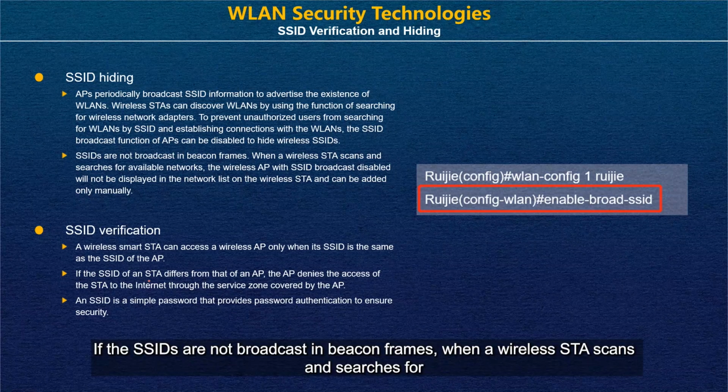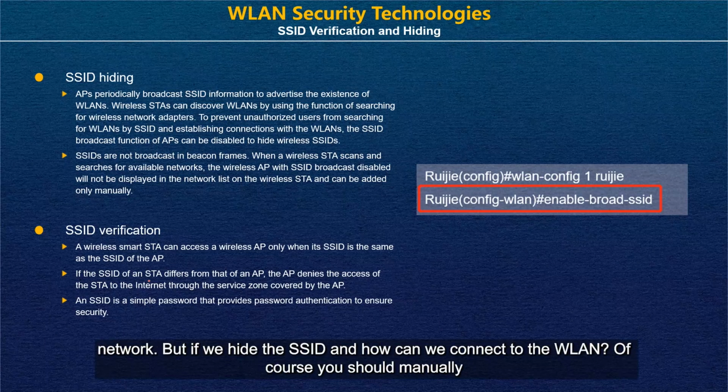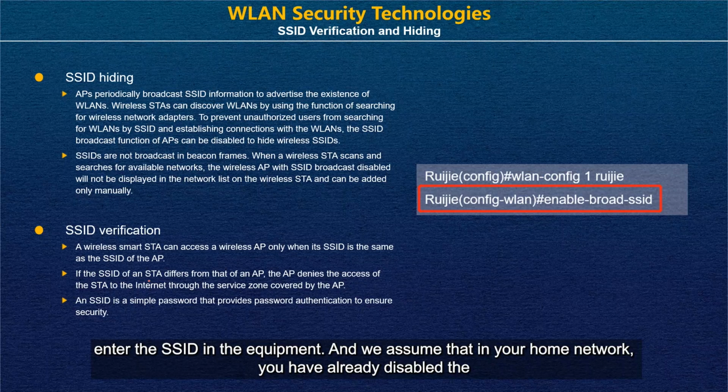If the SSIDs are not broadcast in beacon frames, when a wireless STA scans and searches for available networks, it cannot find the SSID we have hidden, which improves the security of the network. But if we hide the SSID, how can we connect to the WLAN? Of course, you should manually enter the SSID in the equipment.